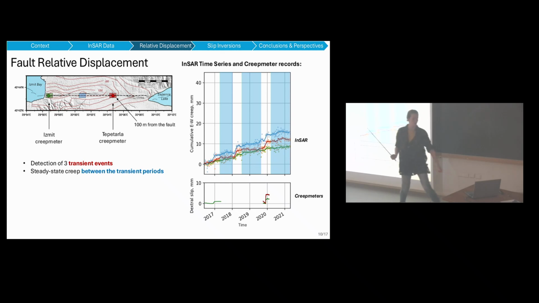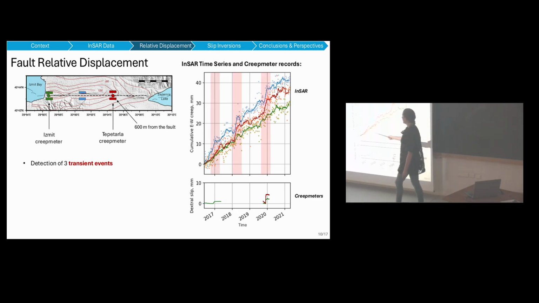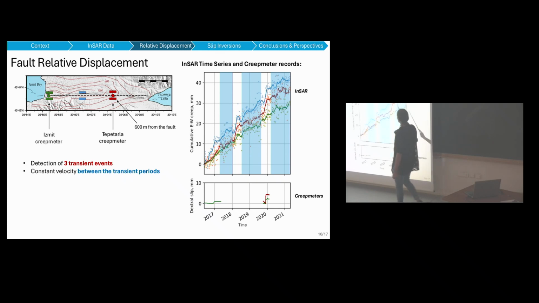So if you try to go further, so we take boxes here, we can obtain these curves. Again, you can see the transient accelerations. However, we can see that for the first one, for example, it's less clear here in the data. So we are more sensitive. And between them, we have also a steady creep, but with a higher velocity than before.